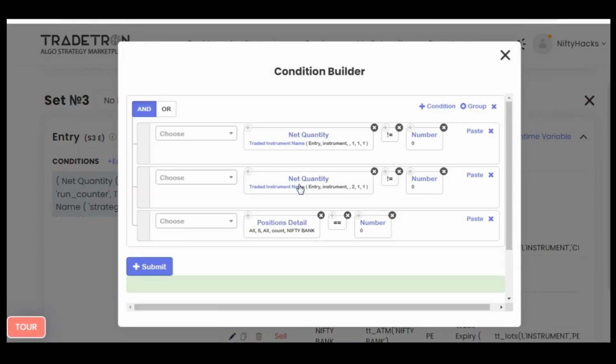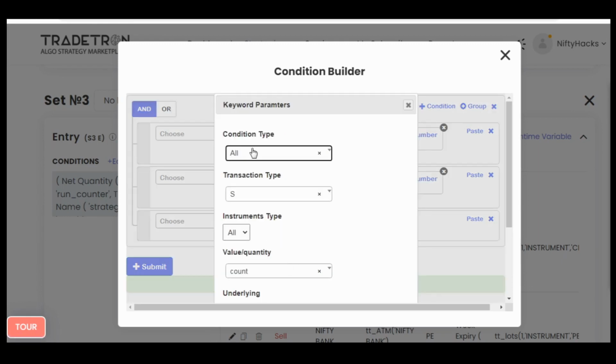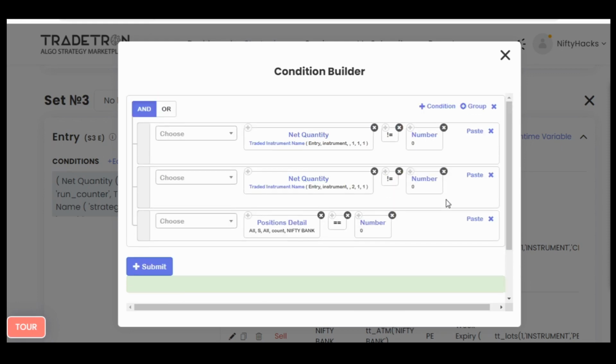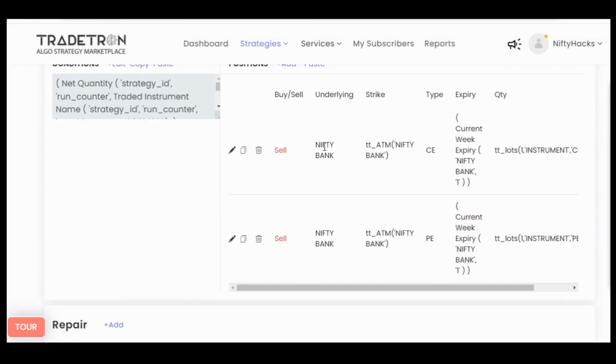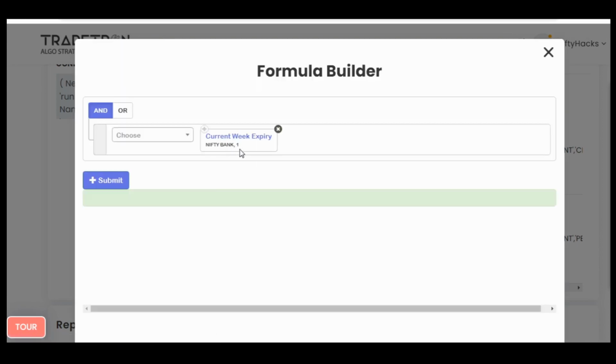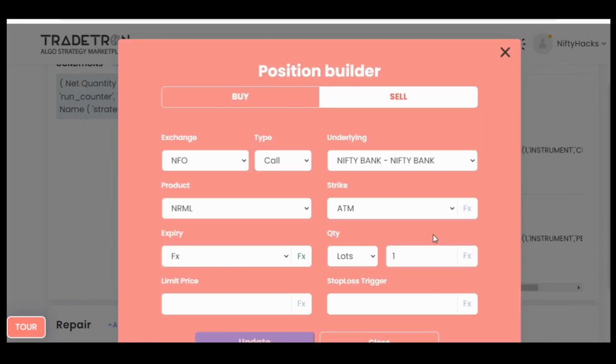So we need to enter this short straddle once both our hedges are bought on this expiry day when we enter the strategy. So set 3 is for that: enter instrument 111 and enter instrument 211 net quantity is not equal to 0, meaning they are present in the trade. So as soon as this condition is fulfilled and our all sell count is equal to 0, meaning no sell entry is triggered yet, we will sell both the ATM call and put of next week. So here you need to select 1, current week expiry and 1.